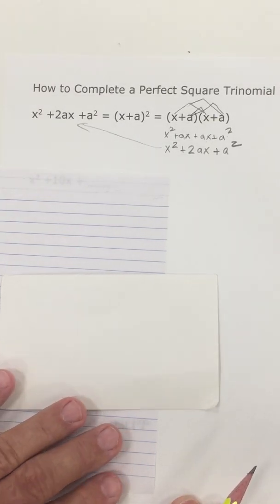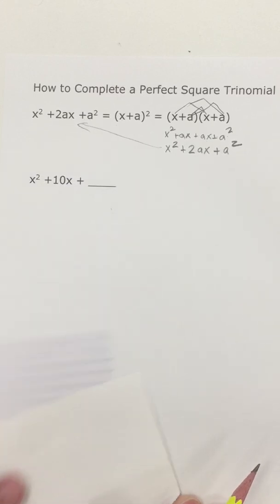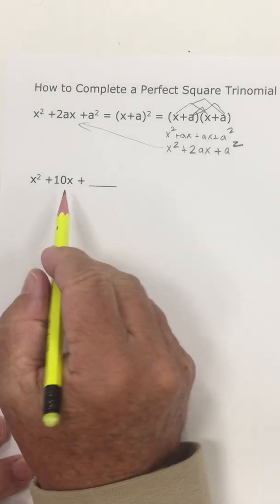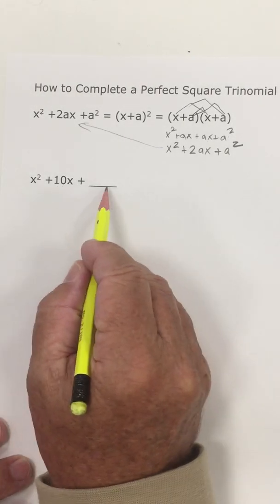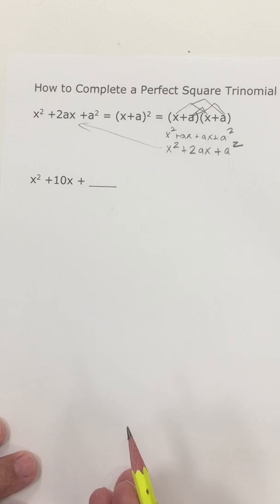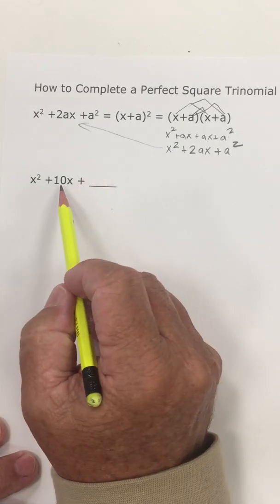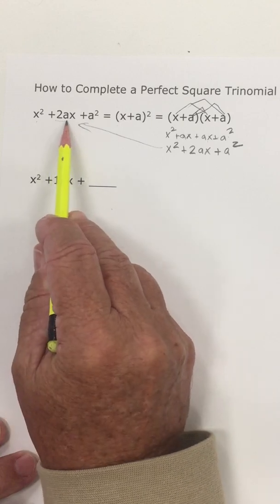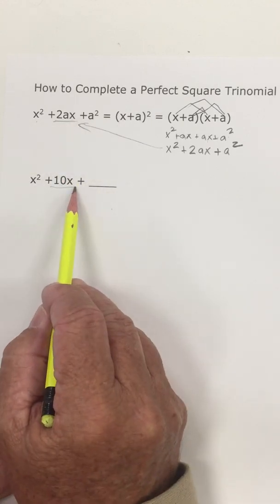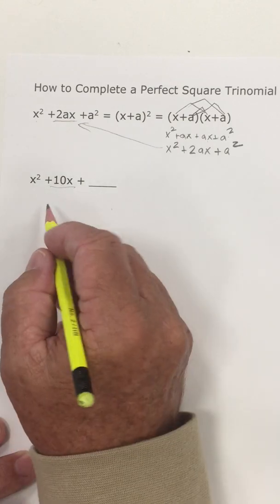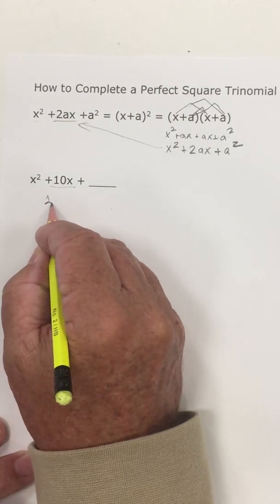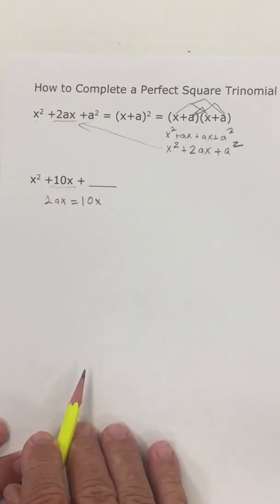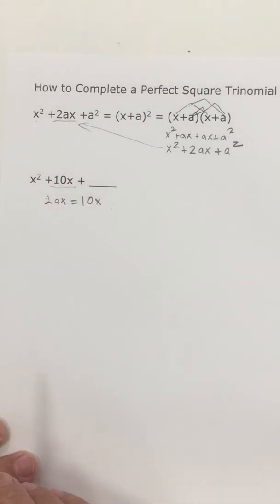All right, so now let's try to find our third term to a trinomial. We have x squared plus 10x plus blank. What is it? Well, if we look here, we have x squared, 2ax, and 10x. Let's put those equal to each other. So we have 2ax equals 10x.